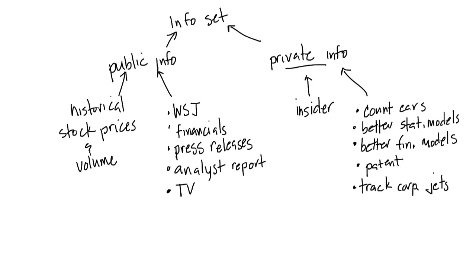So information is the basis of the efficient market hypothesis. There's two types, public and private, and we have these different categories.